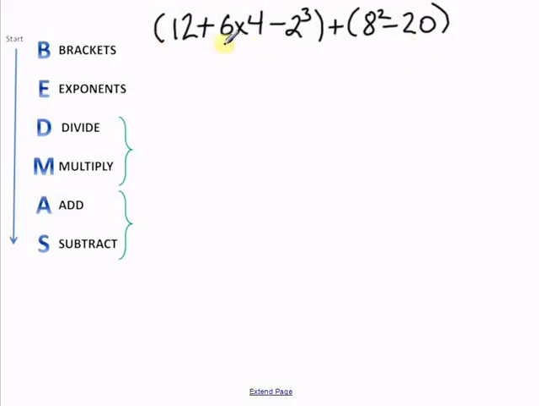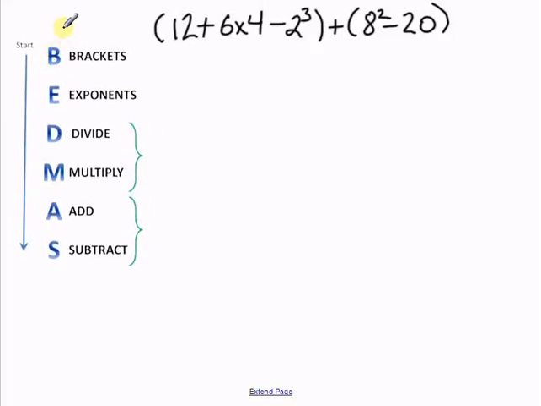So, lots of operations going on here. I see brackets right off the bat, so I know I'm going to have to start with one of the sets of brackets. I'm going to start with the first one I come to, the one here on the left. It has all this inside it.